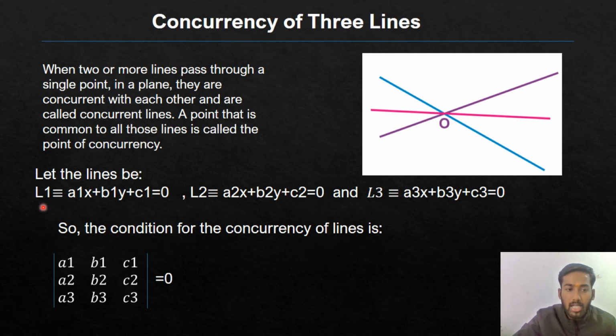Let us assume line L1 is a1x plus b1y plus c1 is equal to 0, L2 is a2x plus b2y plus c2 is equal to 0, and L3 represents a3x plus b3y plus c3 is equal to 0. Then the condition for concurrency of lines is the determinant with rows a1 b1 c1, a2 b2 c2, a3 b3 c3, and its value is 0 for the concurrency of lines.